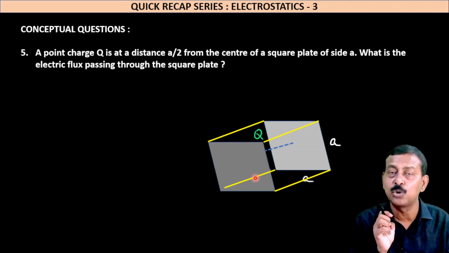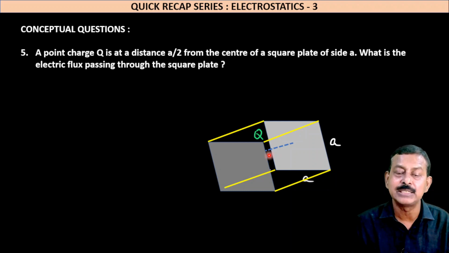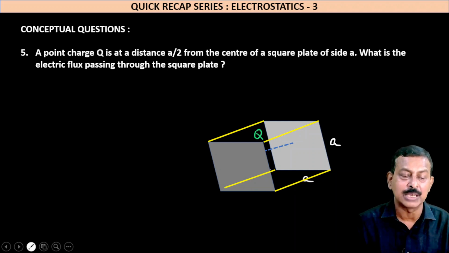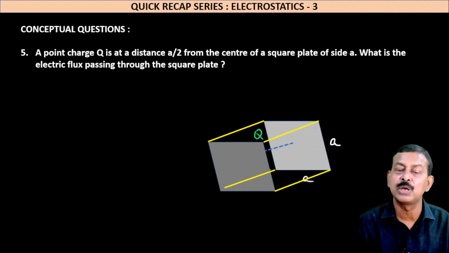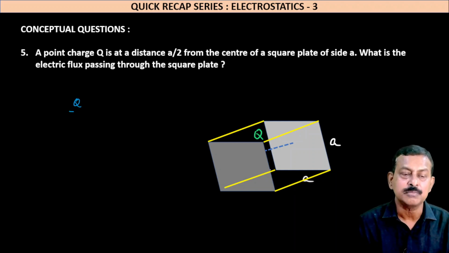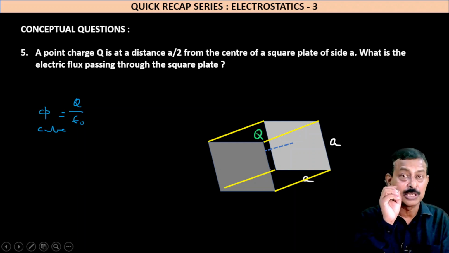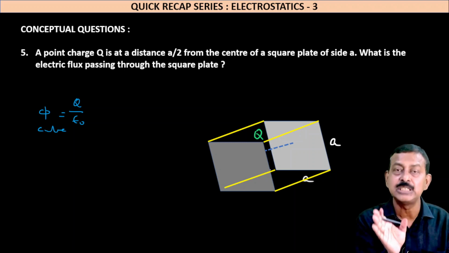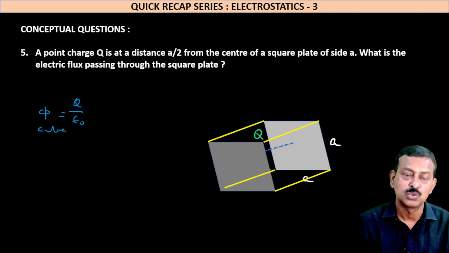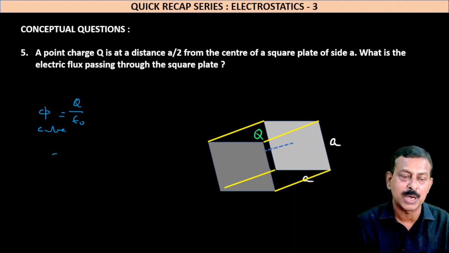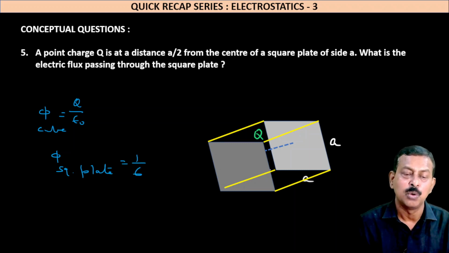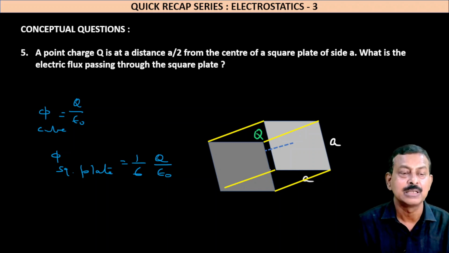And where is the charge located now? The charge is at the center of this particular cube of side A. So electric flux, if I want to find out through this particular cube, it will be equals to Q by epsilon naught through the cube. And now for the charge, which is at the center, all these 6 faces are identical. So the flux through square plate, this is your 1/6 Q by epsilon naught. So that will be the value of the electric flux.